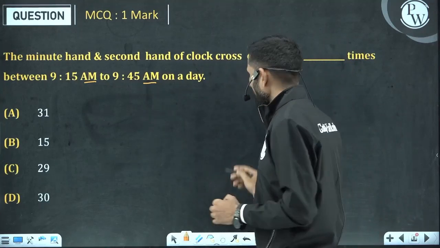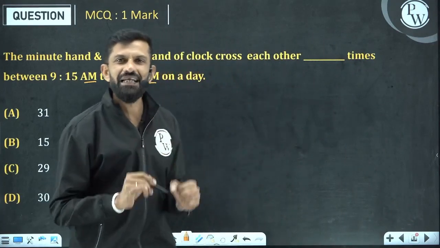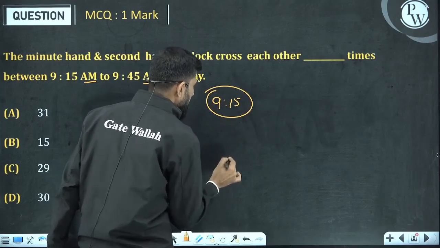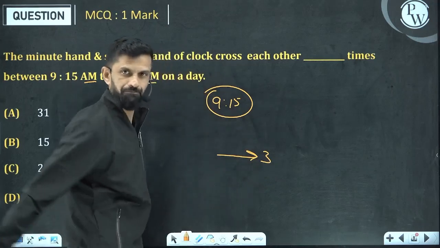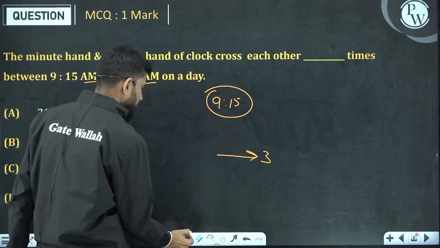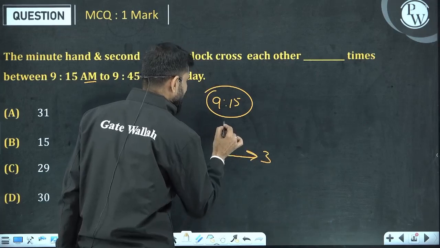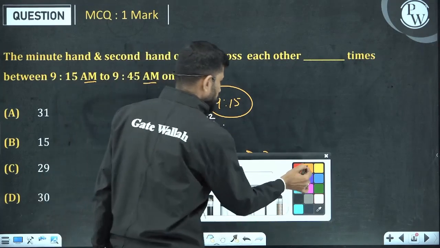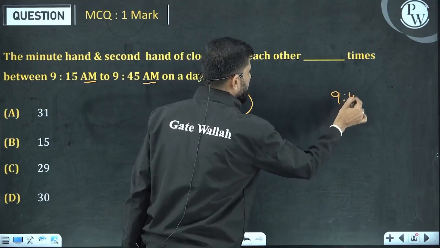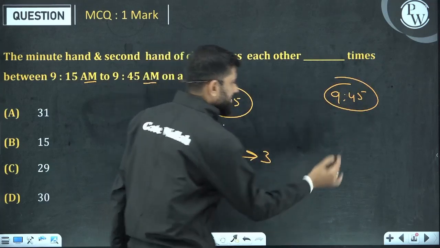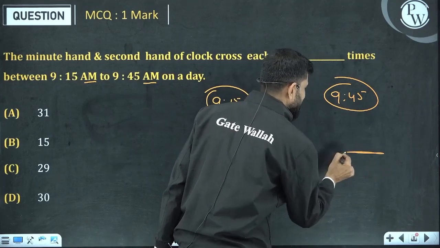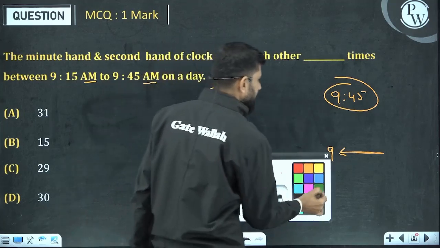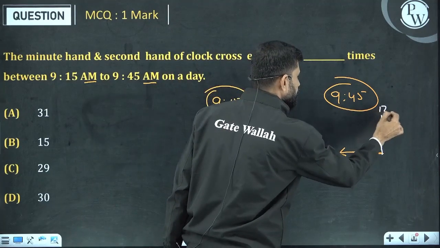9:15. Let us talk about 9:15. Where will be the minute hand? At 9:15, the minute hand will be exactly at 3. How about the second hand? Because they are talking about the second hand also. Second hand exactly at 9:15 will be at 12. Now coming to 9:45, what will happen? This minute hand will be exactly at 9. Am I right? And how about the second hand? The second hand will be again on 12.